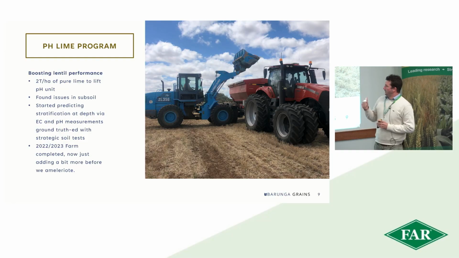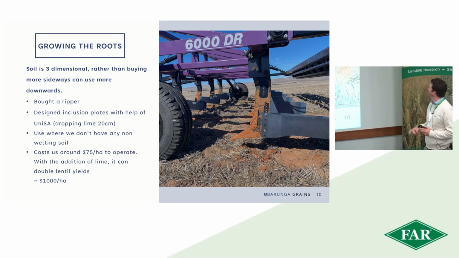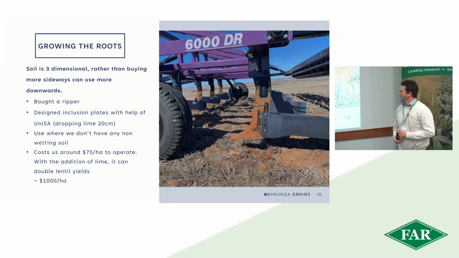So we dump a heap of lime on it, spread it on, and then we've got a deep ripper. The idea of these inclusion plates behind the deep ripper is that the ripper tines go down, fracturing any compaction, and the plates behind are used to hold the slot open, and then the topsoil falls down behind. So it's not about bringing clays up to the surface, it's about dropping the lime and organic matter down. And that helps the roots chase down into some of our infertile subsoils.